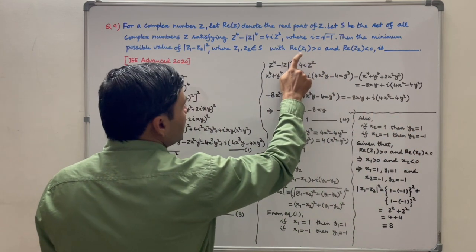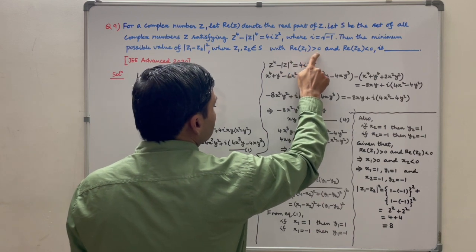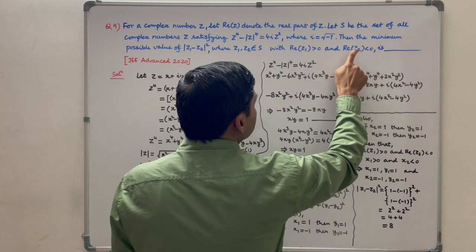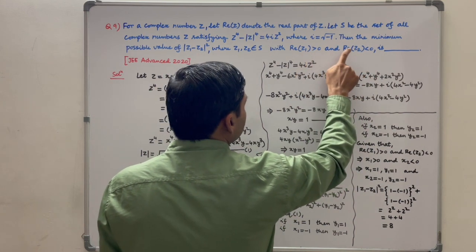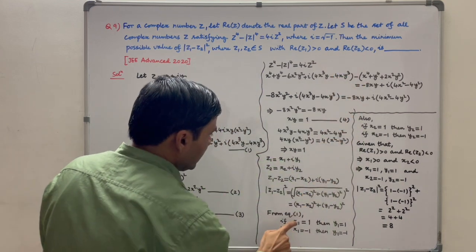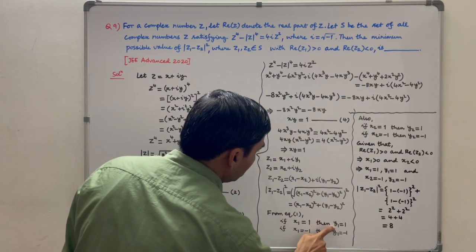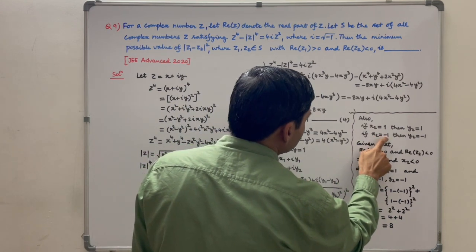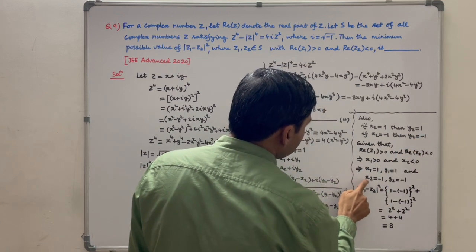We have to consider real of z1 is greater than 0. That means x1 is greater than 0. And real of z2 is less than 0. That means x2 is less than 0. So x1 is greater than 0 and x2 is less than 0. x1 is greater than 0, so x1 is equal to 1 and y1 is equal to 1. And x2 is less than 0 means x2 is equal to minus 1 and y2 is equal to minus 1. So these are our desired values.